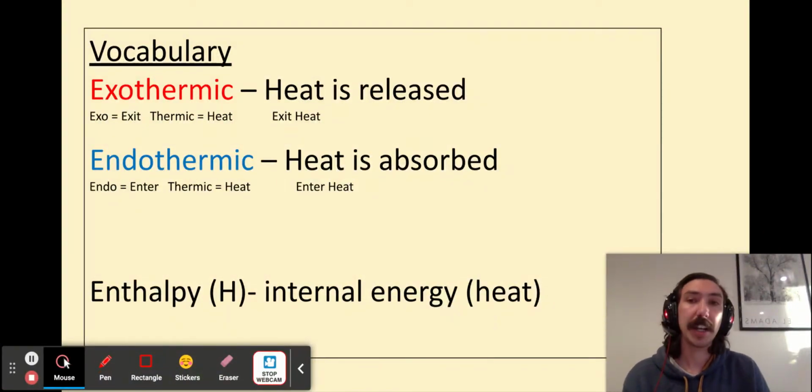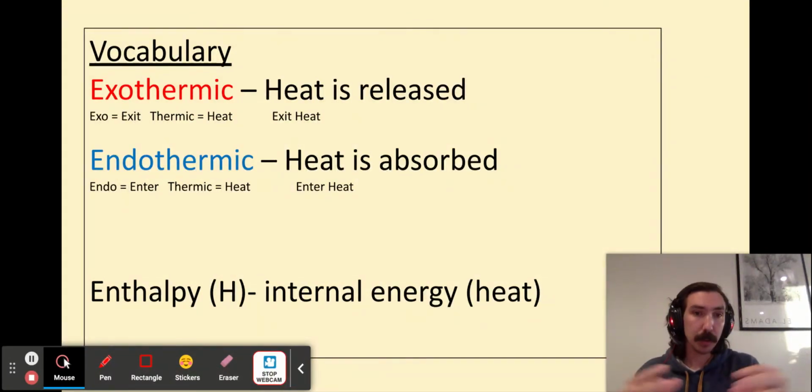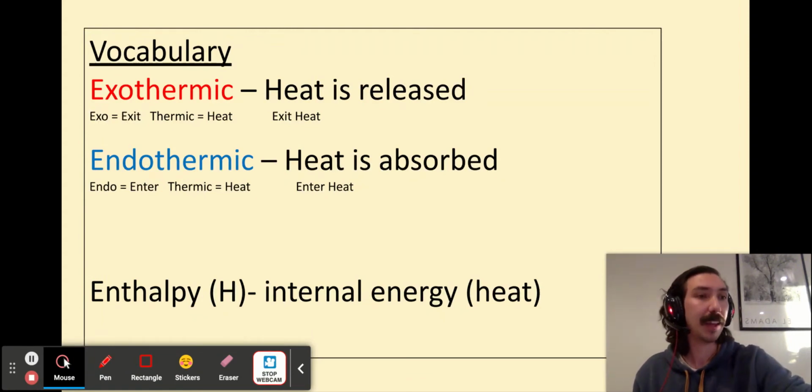I think the easiest way to remember this for me: exothermic sounds like exit, heat is released, heat is exiting from that object. If something is endothermic, it is absorbing heat, heat is entering that object. So these help us refer to where the heat is moving in an object.